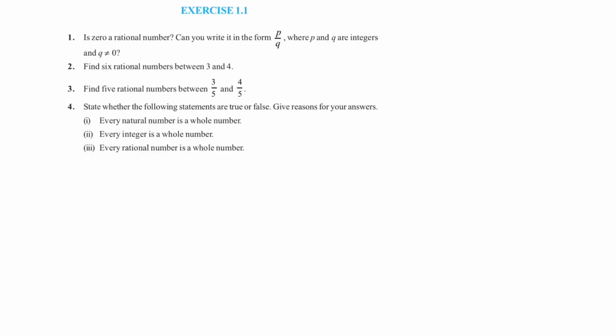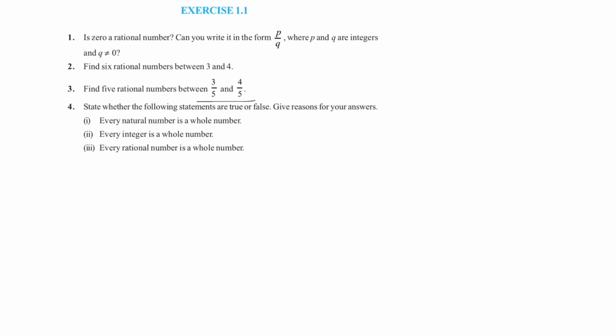Now let's move to question number 3 of exercise 1.1. The question is, find 5 rational numbers between 3 by 5 and 4 by 5. Again, I will tell you the two ways of doing this.